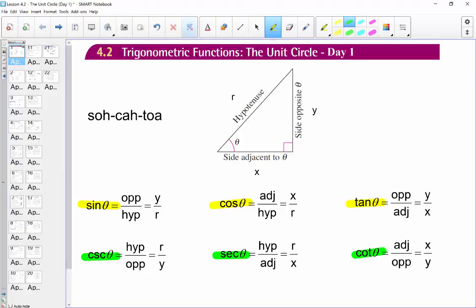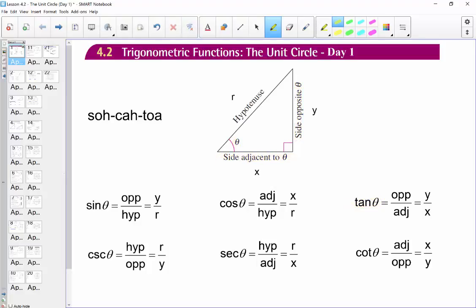Looking at each one with a little bit more detail, we'll see that the sine of theta, looking at our image, is equal to the opposite side divided by the hypotenuse. The cosine of theta is equal to the adjacent side divided by the hypotenuse. And the tangent of theta is equal to the opposite side divided by the adjacent side.